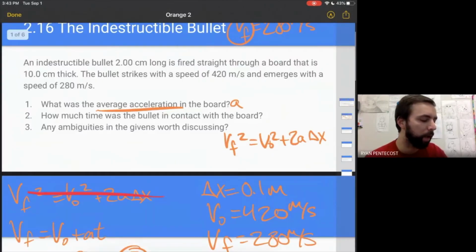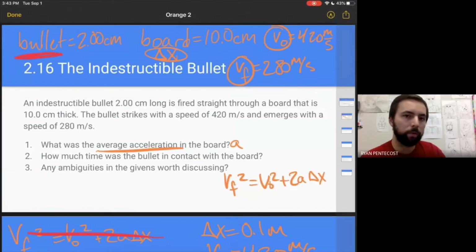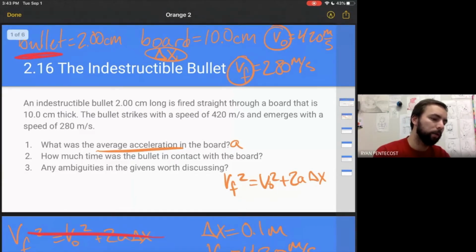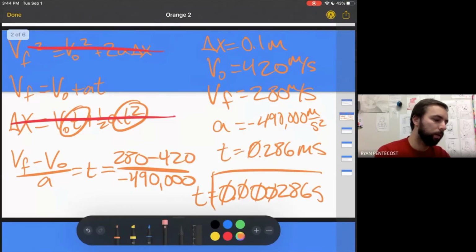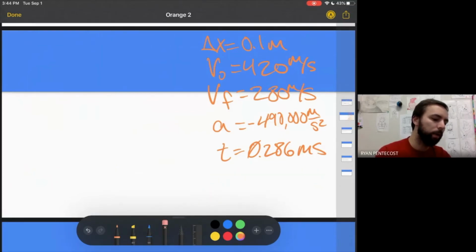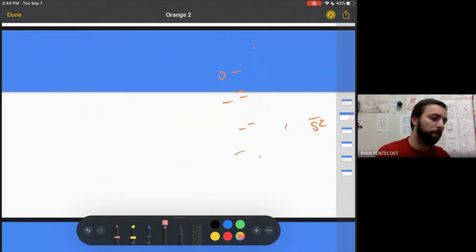Now, number 3, any ambiguities in the givens worth discussing. Now, yes, I will erase. Oh, wait, scroll, then erase. I'm going to erase all of this. So if you need it, go ahead and pause. But there is an ambiguity in this problem that has caused a lot of discussion. And if we were in class, I'm sure that someone would have picked it up as well. The issue is going to be in that information we didn't use, the size of the bullet.